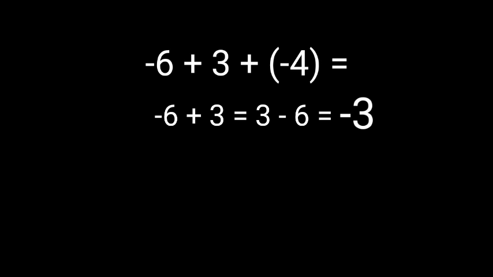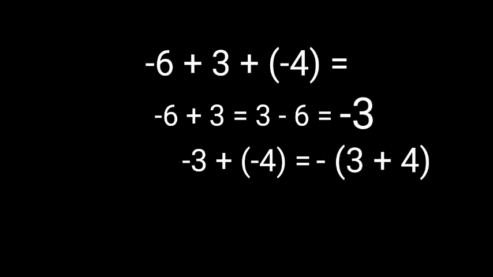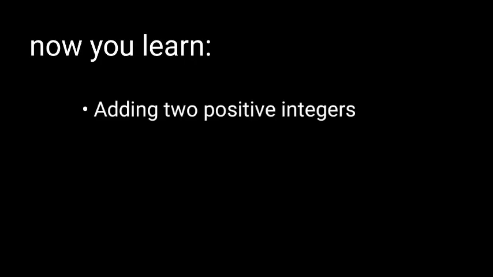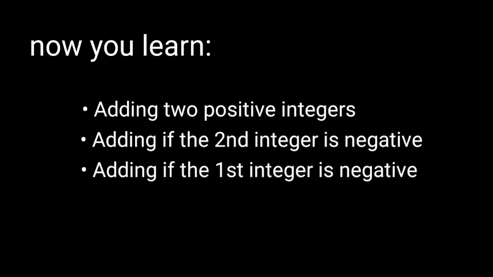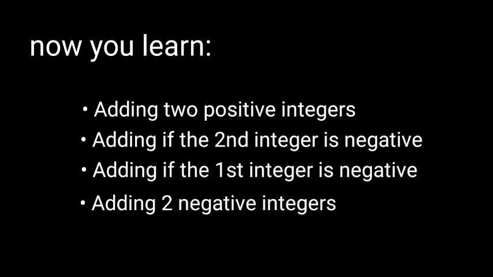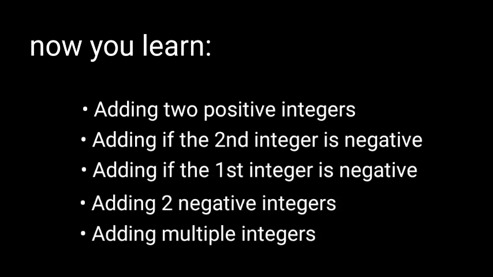Moving on, let's bring down -4. -3 plus -4. This is case 4, two negative integers, so we add 3 plus 4 equals 7, and we copy the negative sign, so the answer is -7. Now you have learned about adding two positive integers, adding integers where the second number is negative, adding integers where the first number is negative, adding two negative integers, and lastly adding multiple integers.